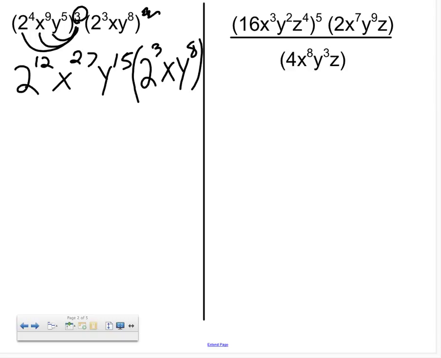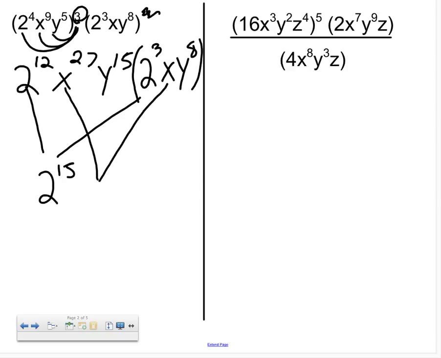Well, I have 2 to the 12th. I have 2 to the 3rd. Both have a base of 2. So I'm going to add their exponents, and that'll be 2 to the 15th. I have x to the whopping 27th. Here's x to the 1st. So together it's going to be x to the 28th.